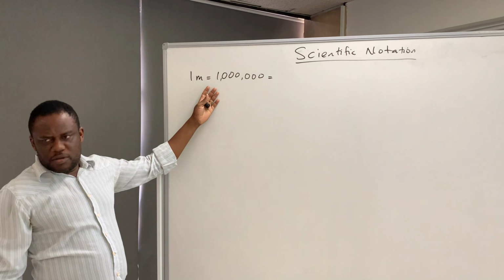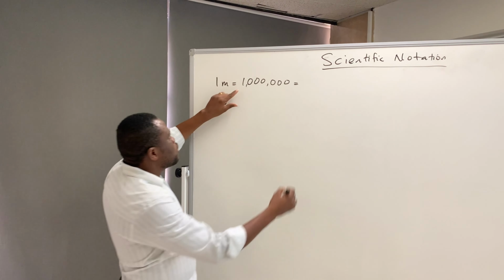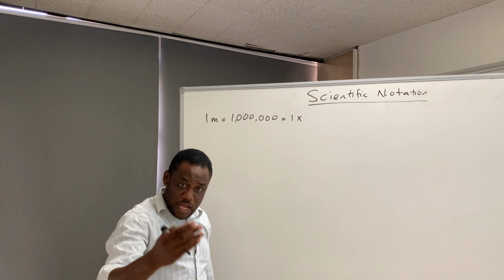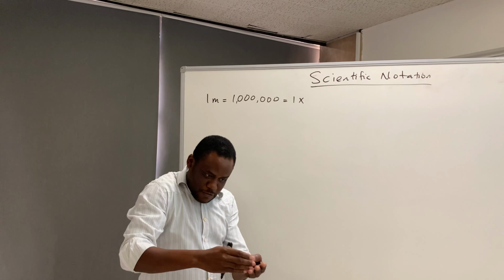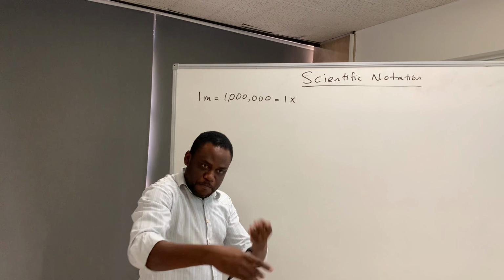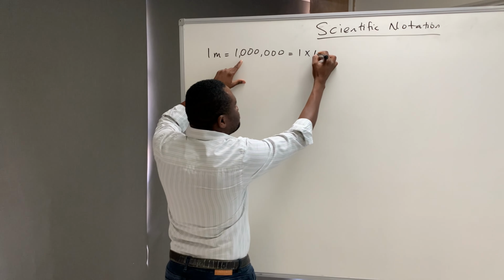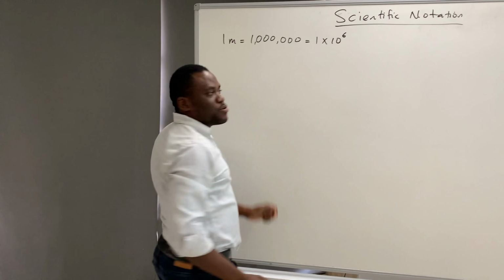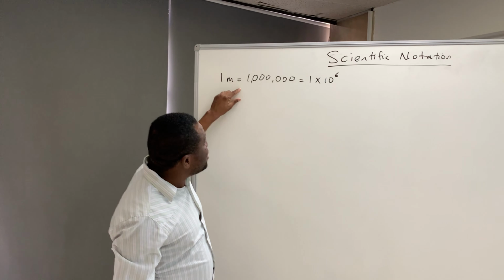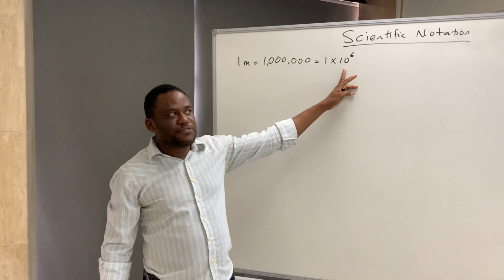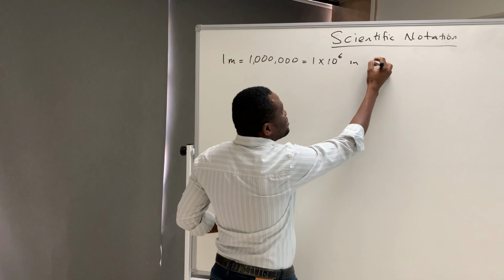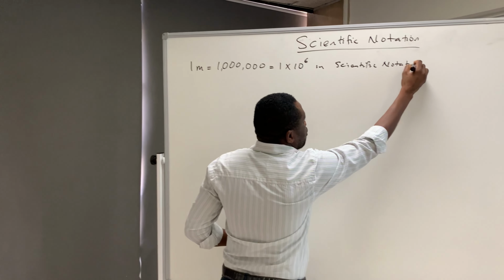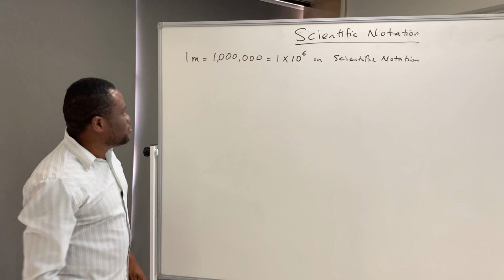Now it's long. You can make it shorter by writing 1 times the standard one. The standard number is 10. When you go to decimal, you stop and start writing again. So this is 10 to the power of how many zeros? 1, 2, 3, 4, 5, 6. 6 zeros. So instead of writing a very long number, you write this in scientific notation.